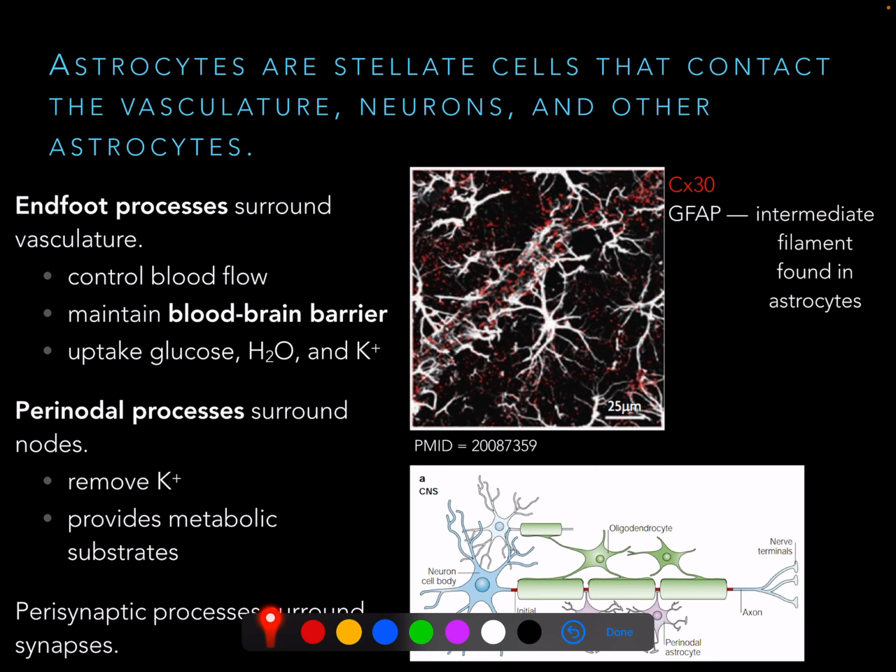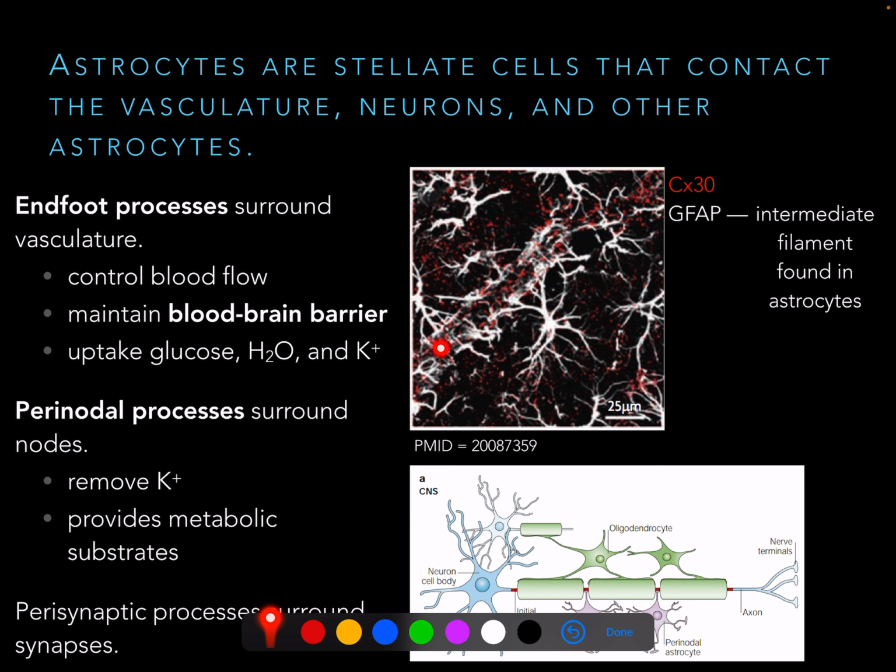One of the things they have to do is, of course, talk to the blood. This is where all the glucose comes from that we use to pay all the bills. And the brain is an expensive organ. So here's an astrocyte, there's an astrocyte, there's another. The white stain here is just showing you an intermediate filament in astrocytes called GFAP, glial fibrillary acidic protein. So we can kind of see the morphology of this astrocyte here.